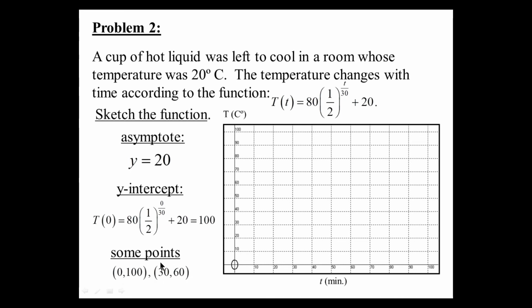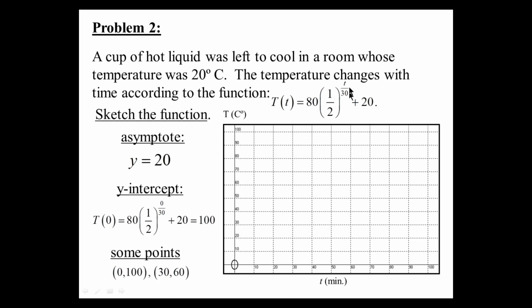This one, where in the world did this come from? 30, 60. Well, let's think. What strategic number could we sub into this fraction to make it a number that we can easily think about? How about the number 30? 30 over 30 is 1. A half to the 1 is a half. 80 times a half is 40. And 40 plus 20 is 60. And so when I sub in 30, I get 60. And so that's where this point comes from.